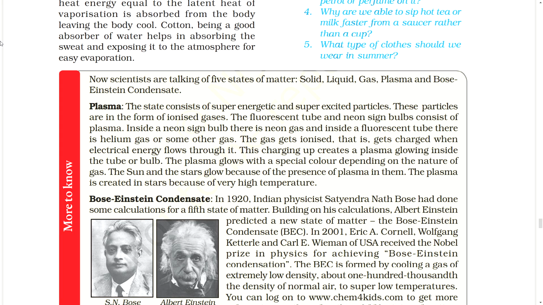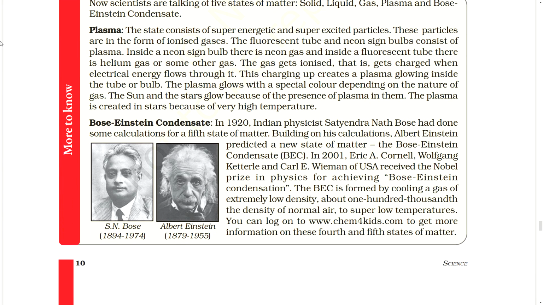Bose-Einstein condensate. In 1920, Indian physicist Satyendra Nath Bose had done some calculations for a fifth state of matter. Building on his calculations, Albert Einstein predicted a new state of matter, the Bose-Einstein condensate (BEC). In 2001, Eric A. Cornell, Wolfgang Ketterle, and Carl E. Wieman of USA received the Nobel Prize in Physics for achieving Bose-Einstein condensation.